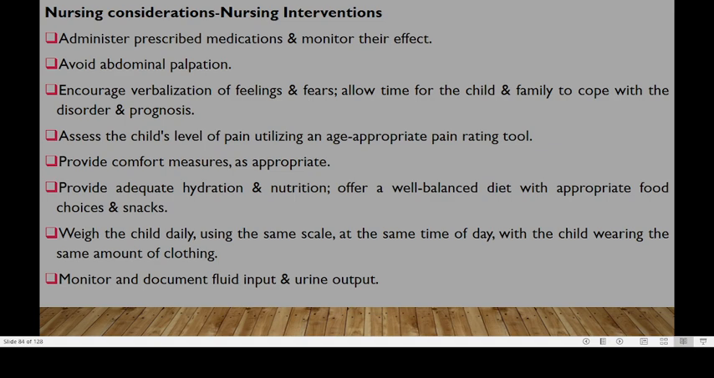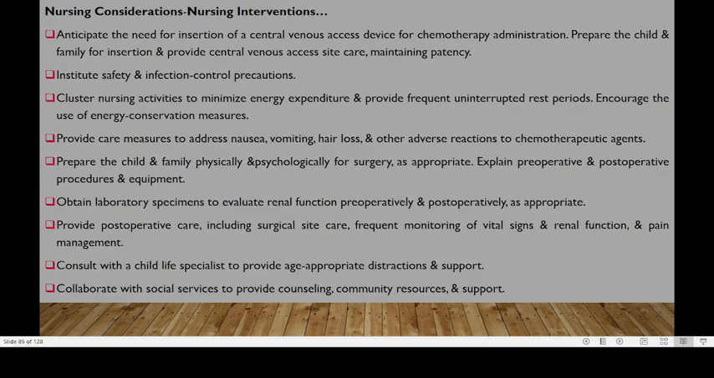You also provide comfort measures as appropriate, provide adequate hydration and nutrition with a well-balanced diet with appropriate food choices and snacks. Weigh the child daily using the same scale at the same time and the same day, with the child wearing the same amount of clothing. Monitor and document fluid input and output and urine output.